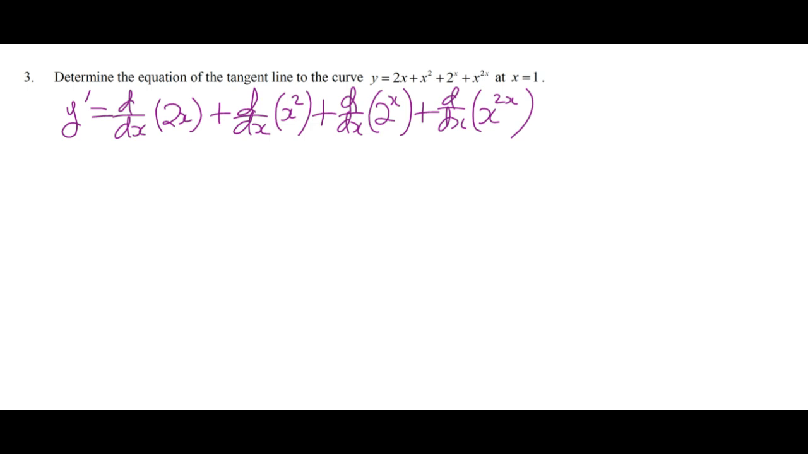So let's say, all right, what's the derivative of 2x? So this is 2 plus, what's the derivative of x squared? 2x plus, what's the derivative of 2 to the x? You look on your formula sheet. So what's the derivative of b to the x? b to the x. Is it over ln b or is it, no, times ln b, right? So it's 2 to the x ln 2.